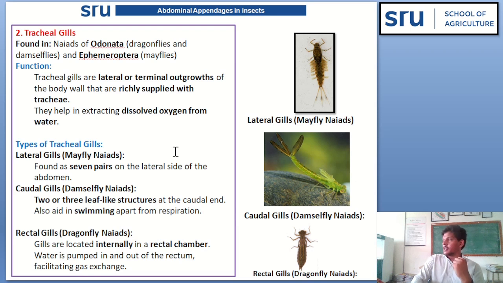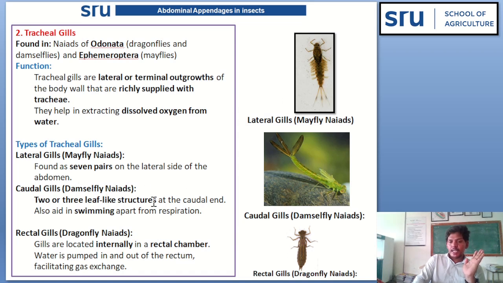Types of tracheal gills. Lateral gills are there in mayfly, caudal gills are there in damselfly nymphs, and rectal gills are there in dragonfly nymphs. Lateral gills are found as 7 pairs on the lateral side of the abdomen. See, 1 pair, 2 pair, 3 pair, 4 pair, up to 7 pairs are there in the mayfly nymphs.